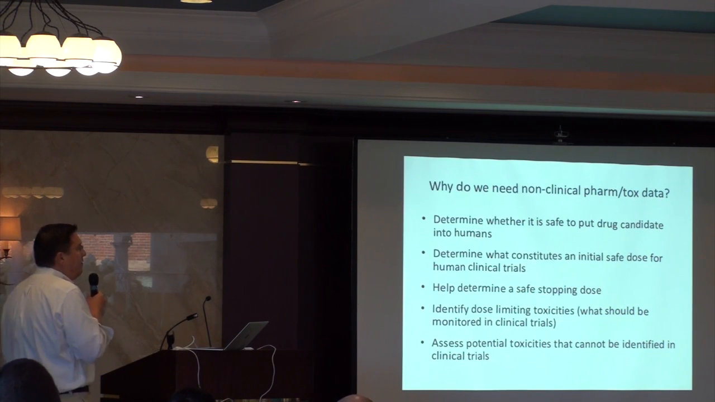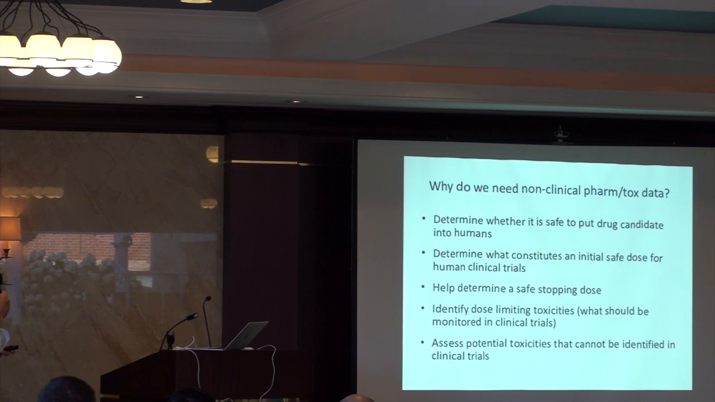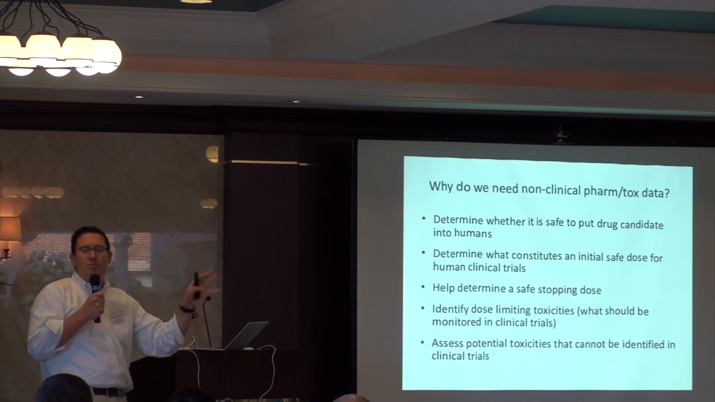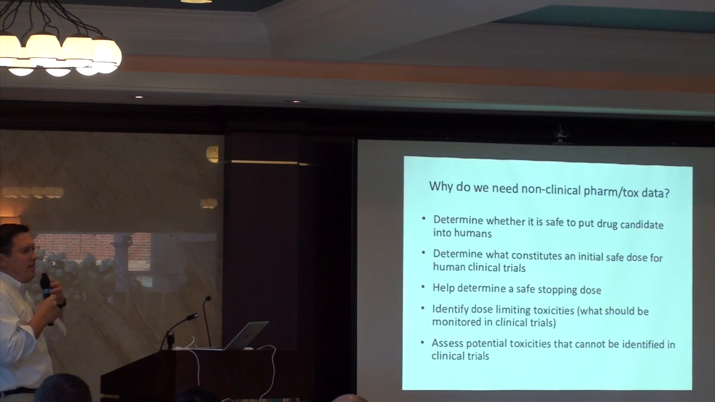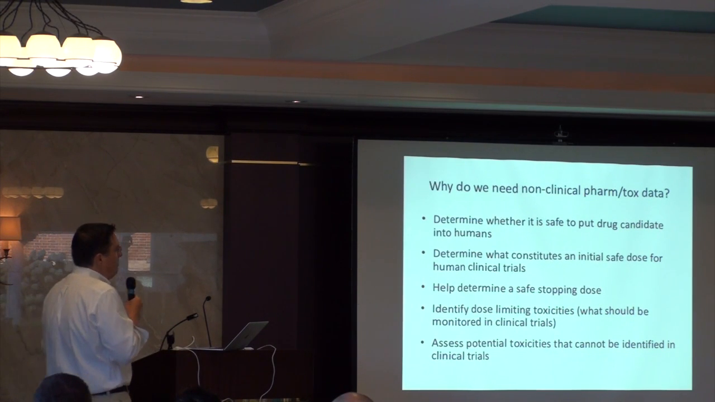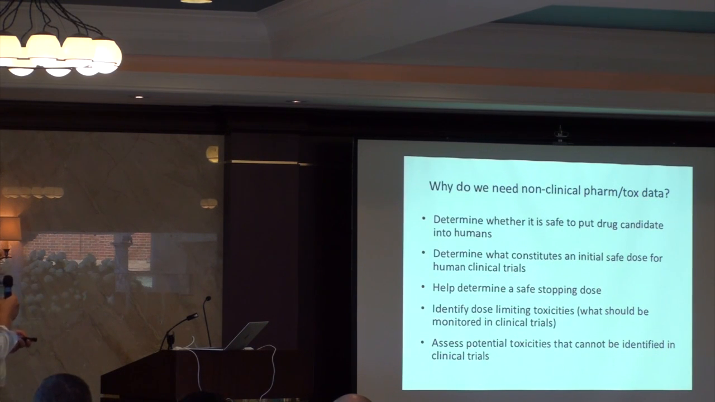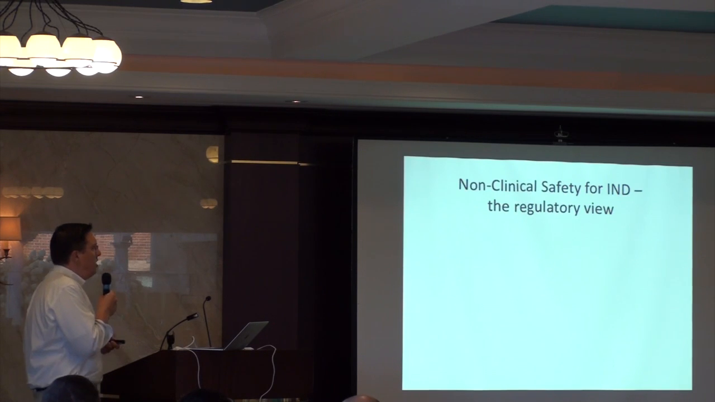And you have to determine a safe stopping dose, sometimes as well, when you look into dose escalation designs. You have to know about potential dose limiting toxicities. You should not basically be completely in the gray about what to expect in the high dose range. You should do a focused safety monitoring about toxicities that have been seen in other non-clinical studies before. And you could assess toxicities that cannot be assessed in clinical trials in non-clinical studies if necessary.